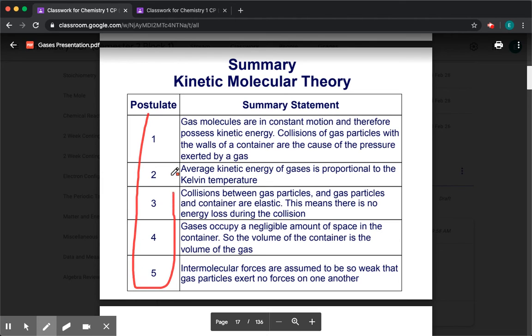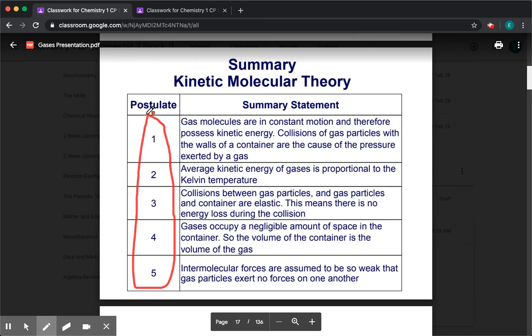The five main ideas of this theory: number one, gases are in constant motion, and the energy of motion is kinetic energy. Therefore, if they're moving, they must have kinetic energy. That's the first idea. The second idea is that the kinetic energy of the particles is proportional to the temperature. When you see the word proportional, what that means is that they increase together. So as temperature increases, kinetic energy increases. That's the second idea.